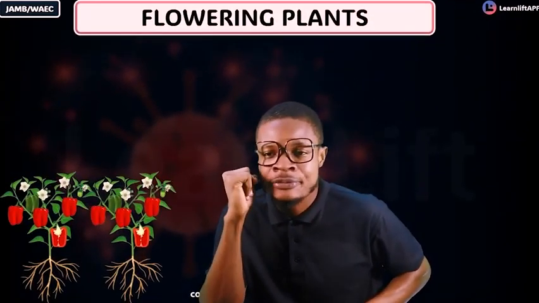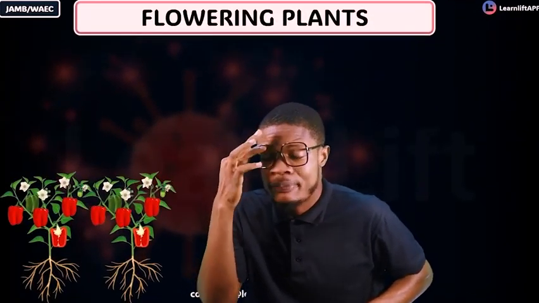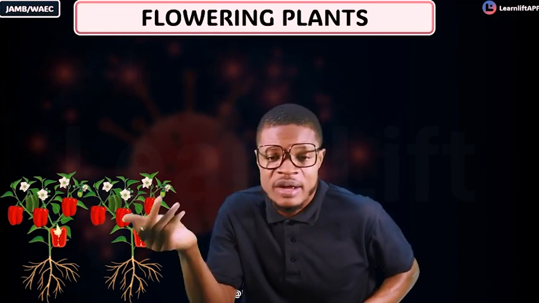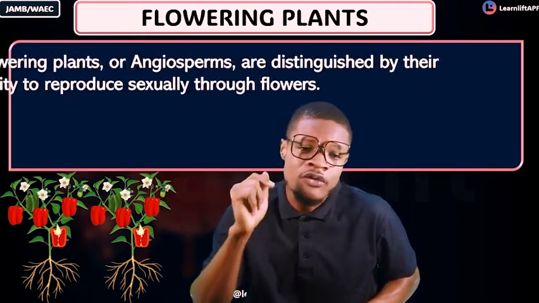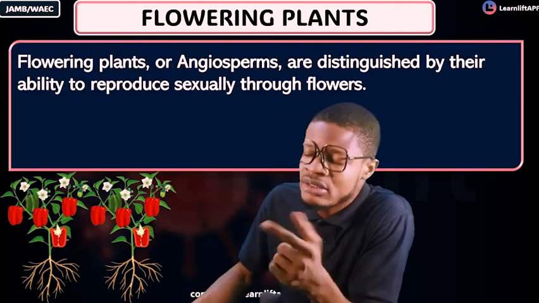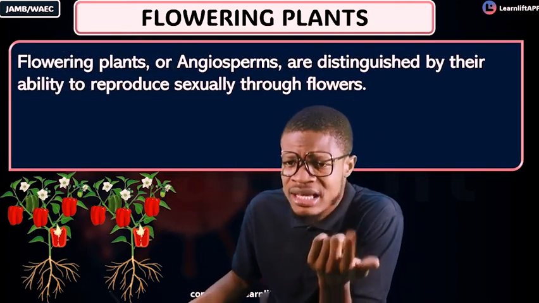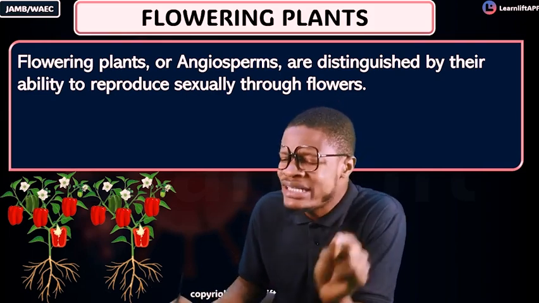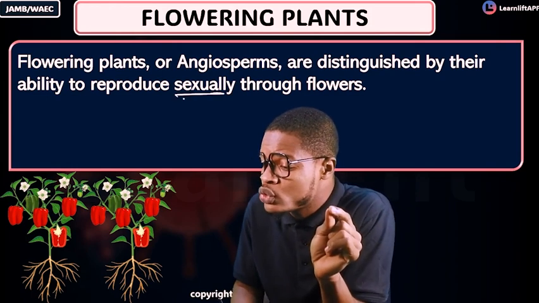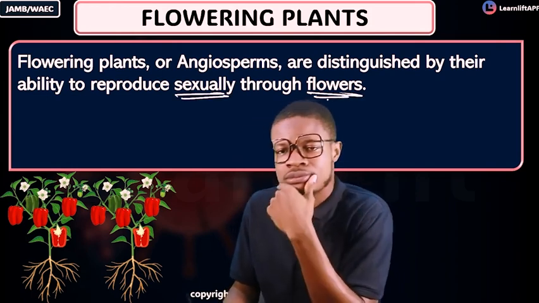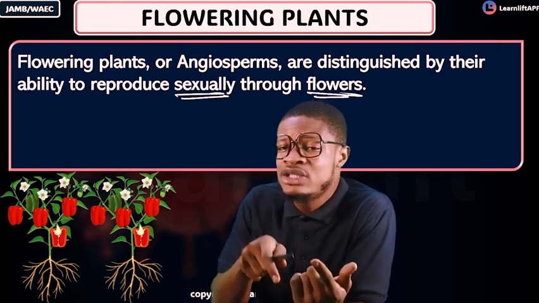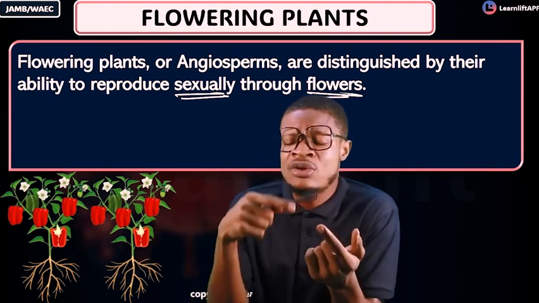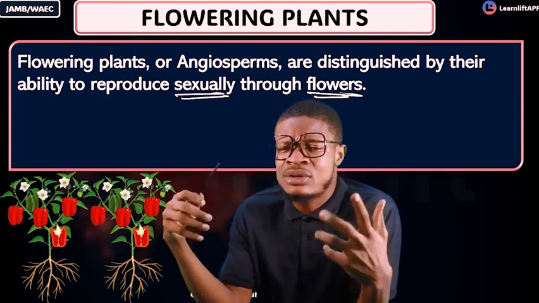The first thing is, what is it about flowering plants that I should remind you of? Your angiosperms are popularly called your flowering plants, right? So don't forget that flowering plants or angiosperms are distinguished by their ability to reproduce sexually through flowers. That's why we call angiosperms flowering plants. Your gymnosperms are not flowering plants. Angiosperms are the ones that are flowering plants.